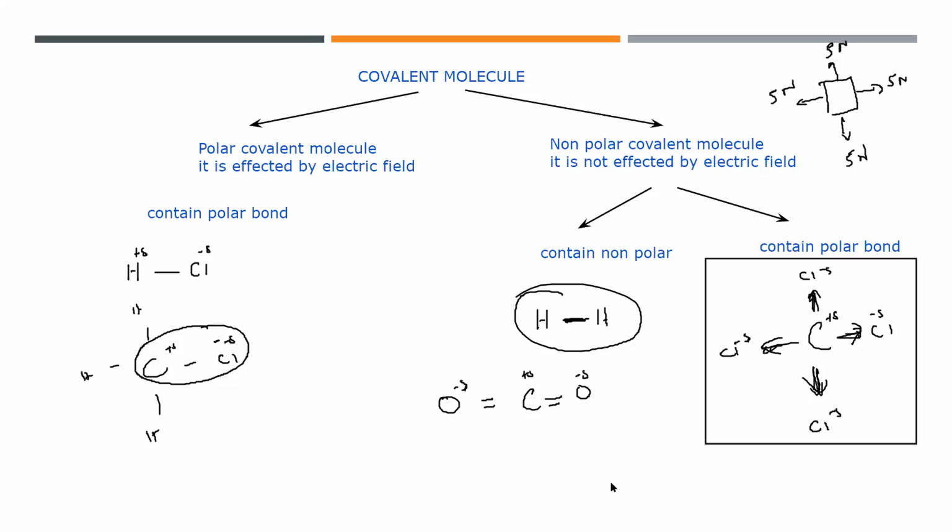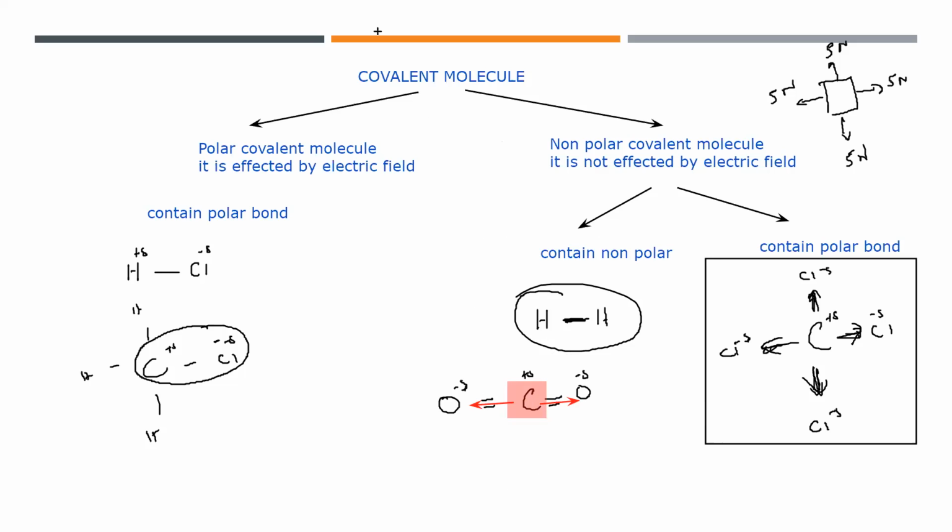Two oxygen atoms are surrounding the carbon. So it will be non-polar. Why will it be non-polar? Because one oxygen is attracting the electron pair towards the right, and the other oxygen is attracting towards the left. So what is the resultant charge? Resultant, there will be no distribution of electron.